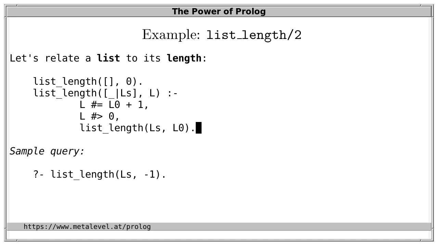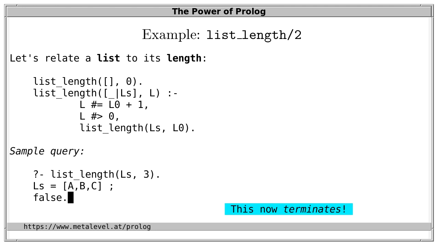But procedurally, it makes a difference, because when we now post our sample query, then it indeed terminates. And it also correctly tells us that there is no list with length -1. So this works very nicely now. And further, when we ask for lists of length 3, then we get an answer as before, and on backtracking, we now get false. So Prolog tells us that there are no other answers. So the query now terminates, which is great.